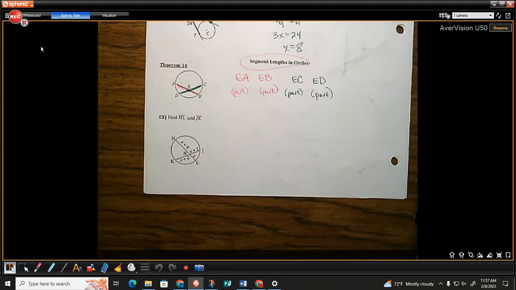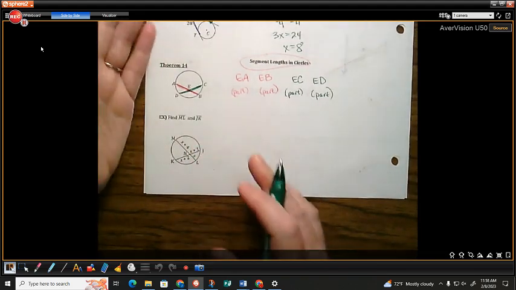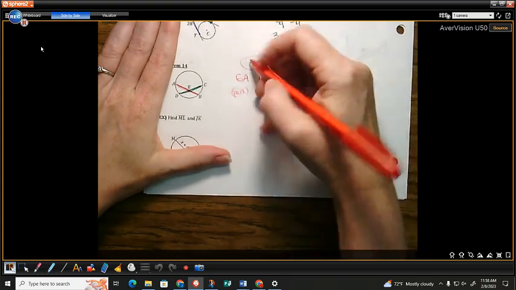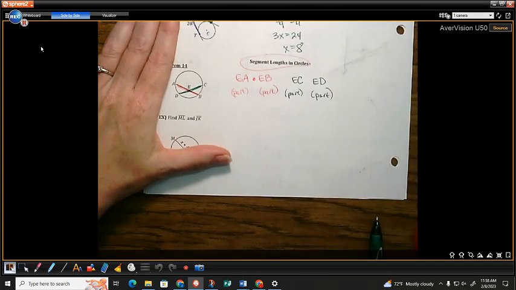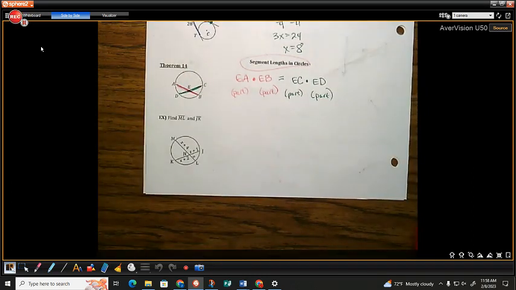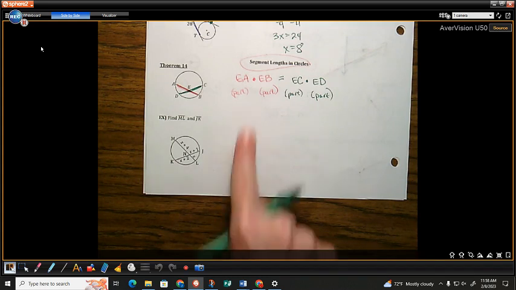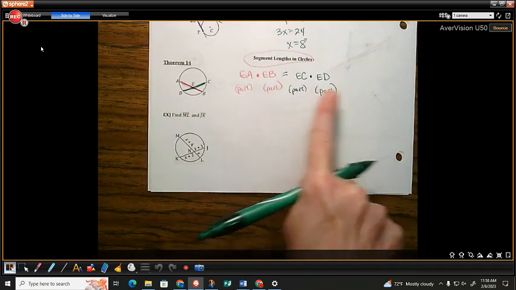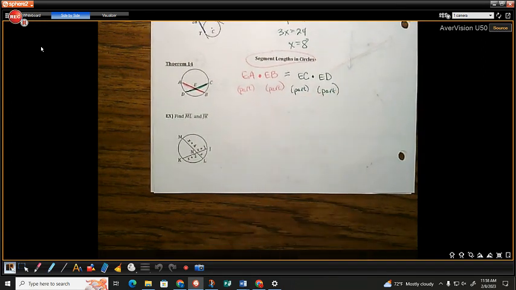And what this theorem tells you is that when you have two intersecting chords, if you multiply the two parts of one, it should equal what you get when you multiply the two parts of the other, because they're proportional. This is what you get after cross-multiplying some fancy proportion that you would hate. Part times part equals part times part. It almost sounds like art.